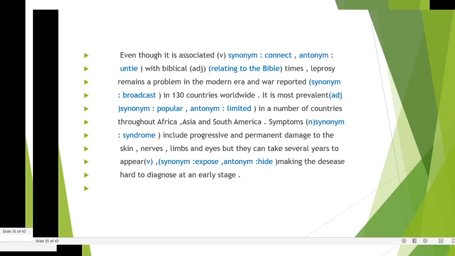শুরুতেই এটা নির্ণয় করা অনেক কঠিন হয়ে পড়ে, making the disease hard to diagnose at an early stage. Okay, associated, synonym of this word is connect, that means সংযুক্ত, antonym untie. And biblical, it is an adjective, that means relating to the Bible. Reported, synonym broadcast. And prevalent, it is an adjective, and synonym of this word is popular, antonym limited. And symptoms, synonym of this word is syndrome, and symptoms is a noun. And appear, it is a verb, and synonym of this word is expose, and antonym is hide.